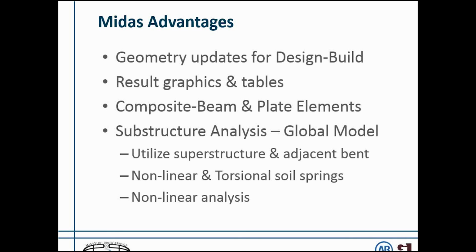For substructure analysis for our global model, we were able to use the superstructure and adjacent vent stiffnesses to get the most economical substructure for our project. And being able to utilize the nonlinear and torsional soil springs helped as well. And being able to do a nonlinear analysis was a great option.